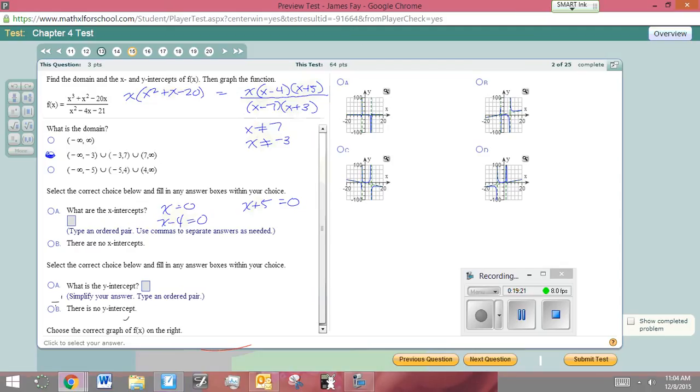When x is 0, my tablet, give me 1 second, my tablet died.